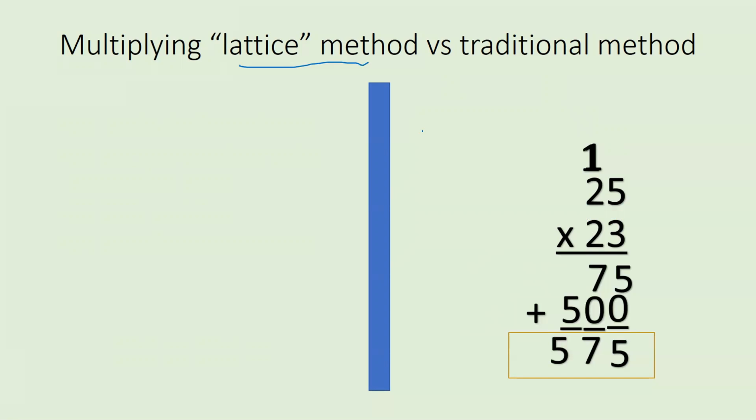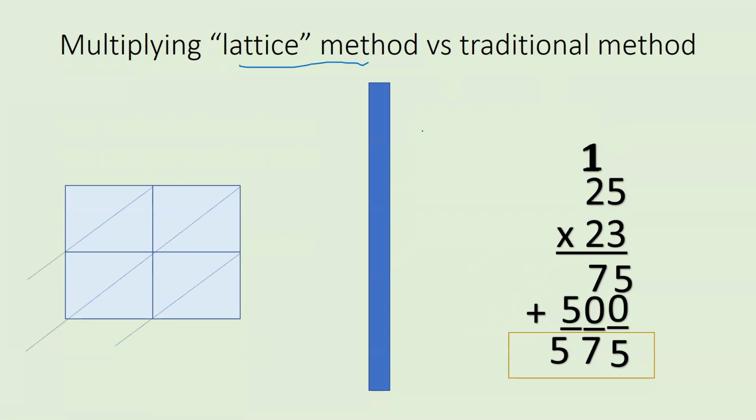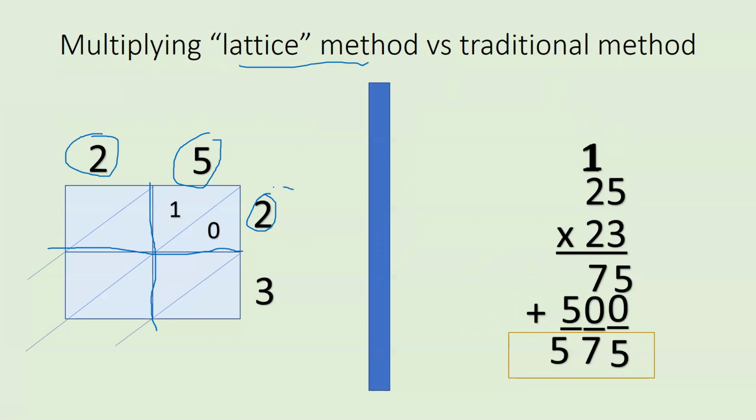575. Now let's look at the lattice method. You make your boxes. You connect your boxes with lines. We're going to put 25. We're going to put 23. And then all you have to know to do, and this order does not matter, is you just have to fill each box. The way you fill each box is look on top of that box, look on the right of that box, and multiply those two together.